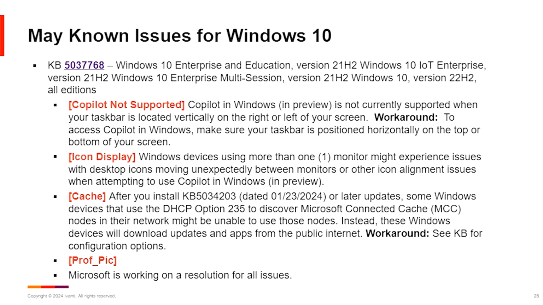Essentially, instead of pointing to a cache location, these will try to get the download directly from the public internet. So this could be problematic depending on your environment. They do provide a workaround with some configuration options, as I said. So you can take a look at the KB article for more details there.